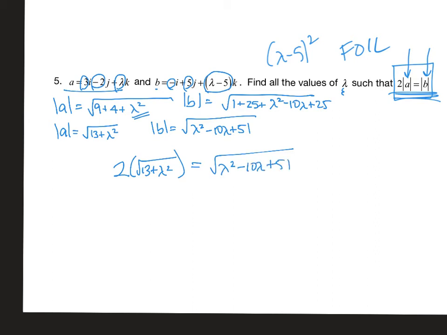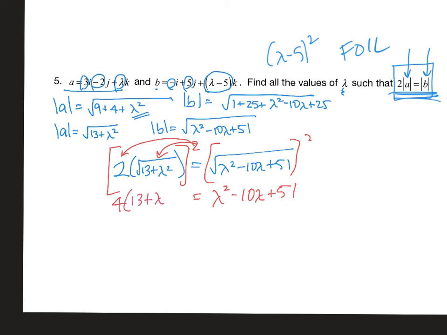Now to solve this, and a lot of people try to do this, you square both sides, because you need stuff to come out from under the radical. On the right, this is fairly easy, it just comes out from under the radical. On the left, you have to square the 2, and the stuff has to come out from under the radical. So you end up with 4 times 13 plus lambda squared. Now I'm going to distribute to clean this up, and we end up with 52 plus 4 lambda squared equal to lambda squared minus 10 lambda plus 51.